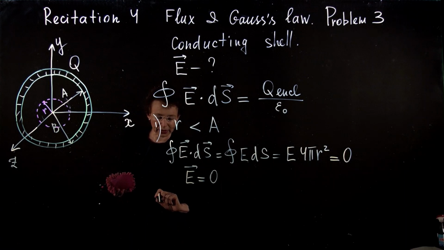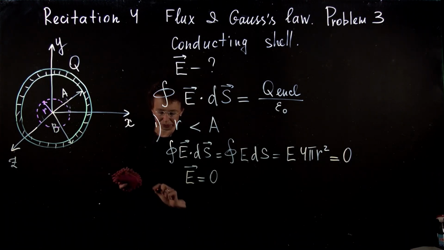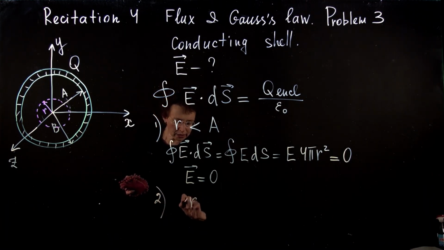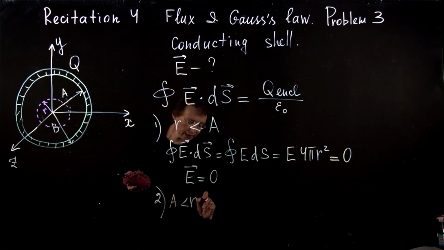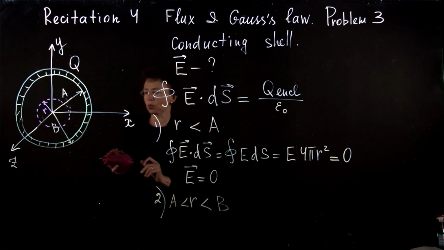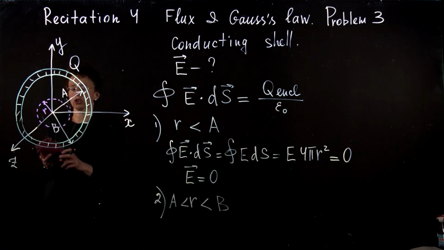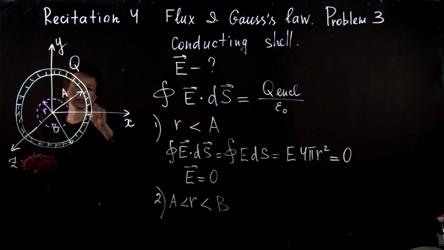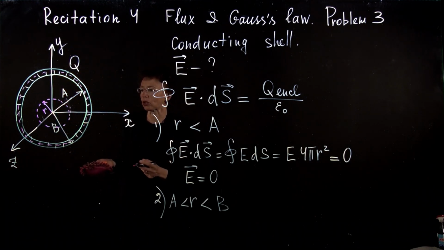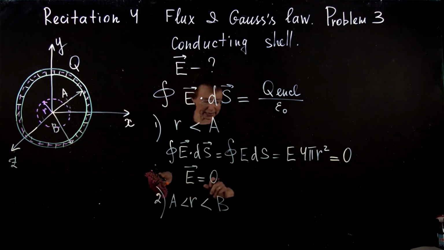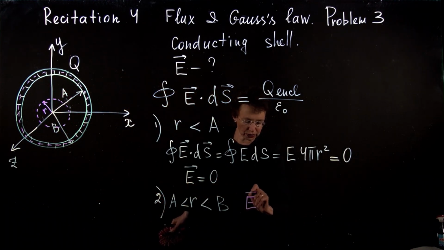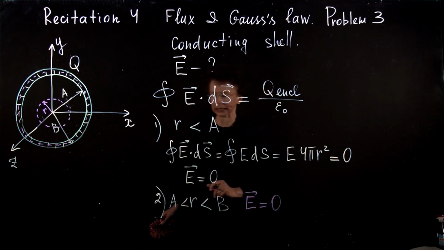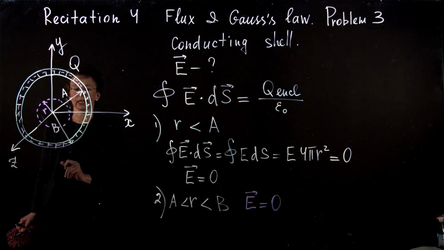The second area that we will consider will be r greater than A and less than B. Now we are inside this spherical shell. But what is the electric field? We are right here between A and B. What is the electric field inside the metal? The electric field is 0. We are inside this conducting shell. The electric field in a metal, in a conductor, is 0 in electrostatics.